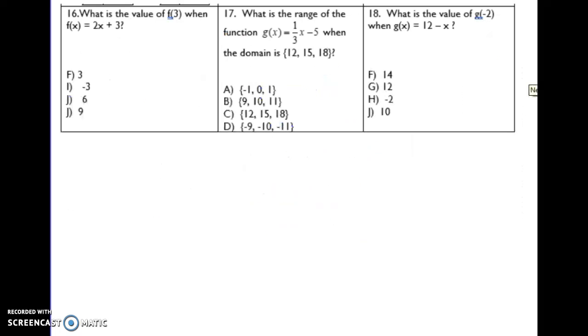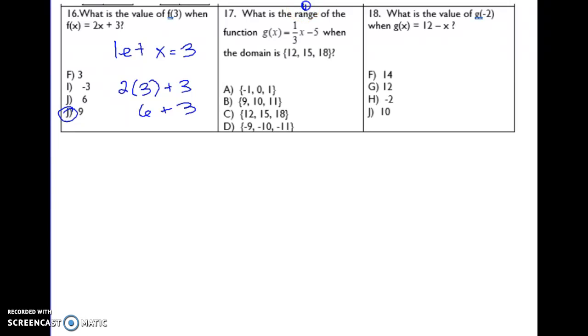Okay, 16. What is the value of f of 3 when f of x is equal to 2x plus 3? So all that means is we're going to let x be 3. When we do that, we get 2 times 3 plus 3, which is 6 plus 3, which is going to be 9.